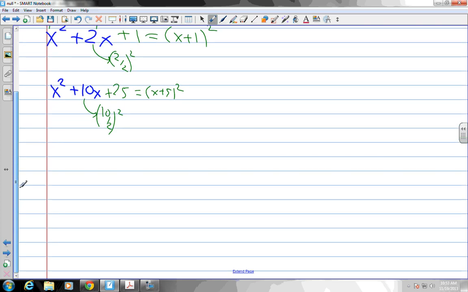But anyways, all you have to do is take the number in front of x, divide it by 2, and square that. That gives me that missing piece. Is that okay? What if I start with something a little uglier?